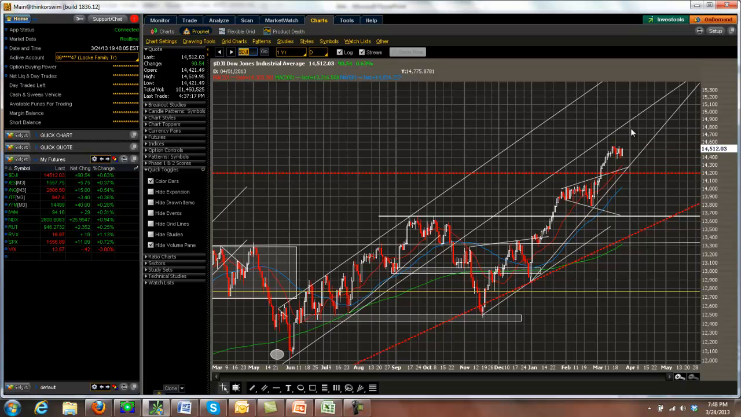So in general, what I would expect is the SPX to make a run for that level we're talking about and probably drag everything else with it, except for possibly the NASDAQ.